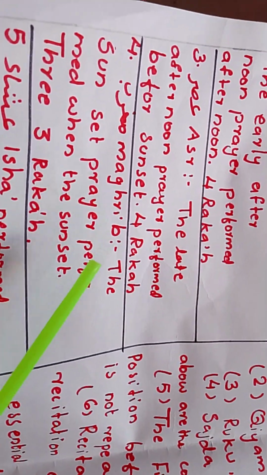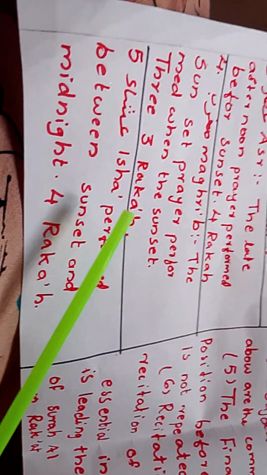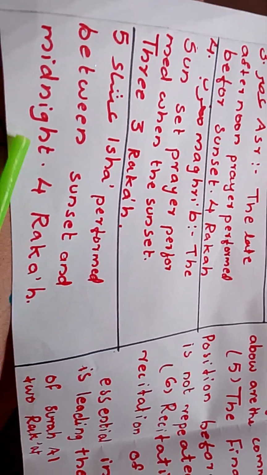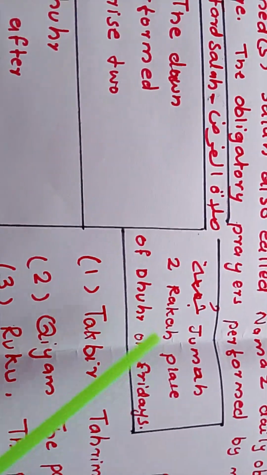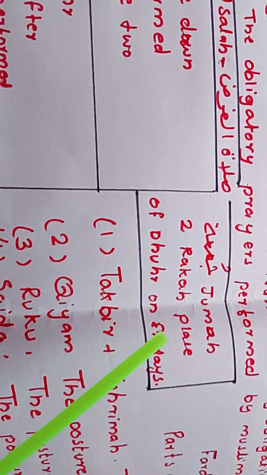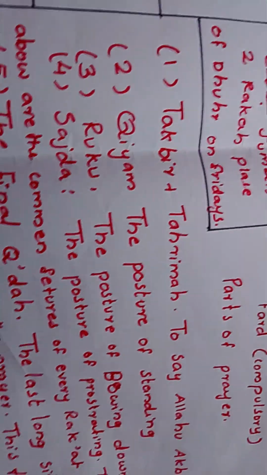Fourth is Maghrib, the sunset prayer performed at sunset, 3 rakah. Fifth is Isha, performed between sunset and midnight, 4 rakah. The next is Juma, 2 rakah, in place of Luhar on Friday. Now the compulsory parts of prayer.